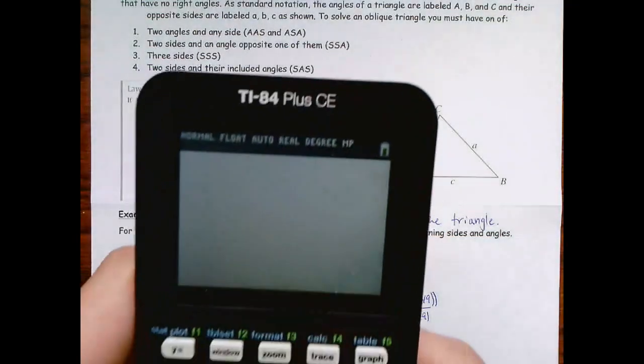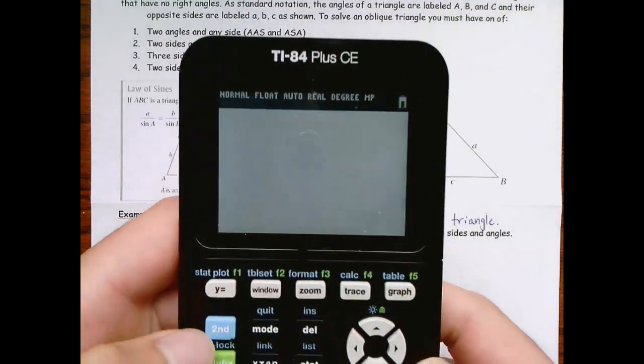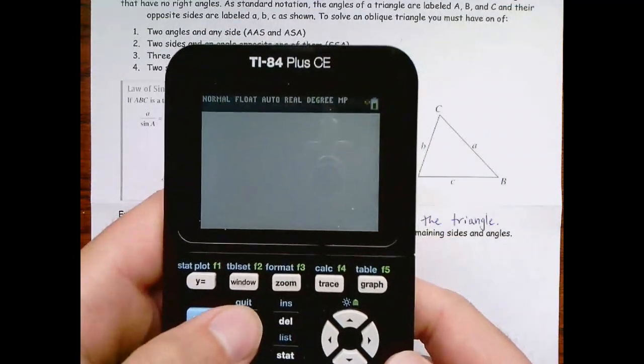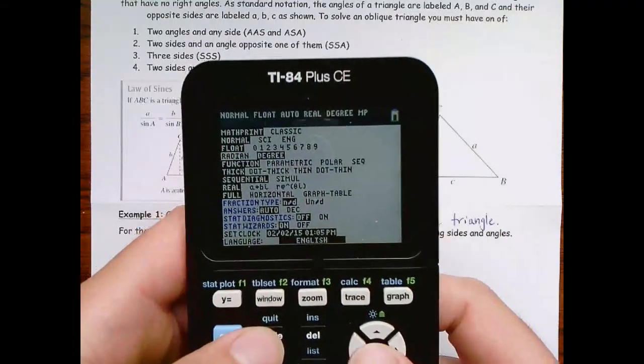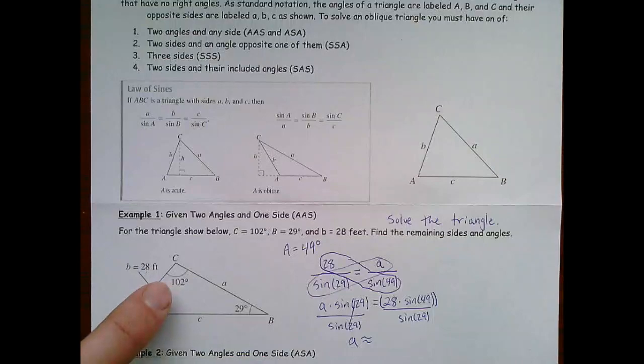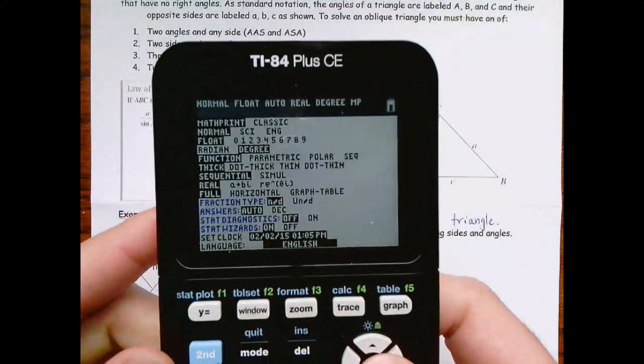First things first, on your calculator, just make sure you're in the right mode. Right next to the second button is mode. Hit mode, and then make sure that you're in degrees. Notice the other option is radians, but since all my triangles have degrees, I know I'm doing everything with degrees. So make sure you're in degrees.